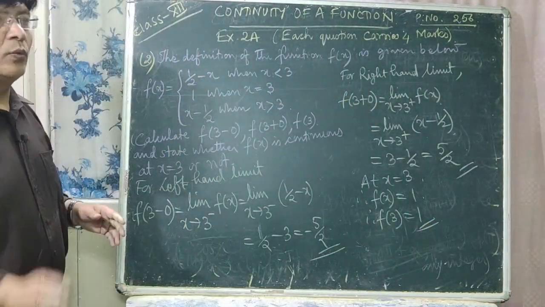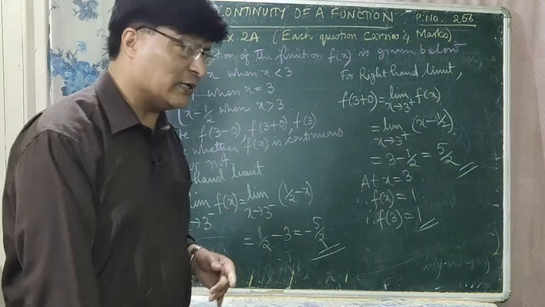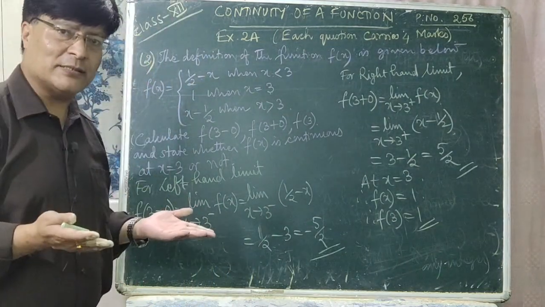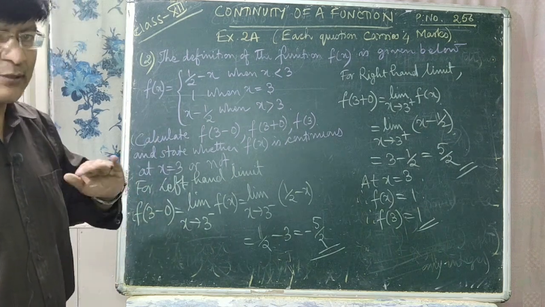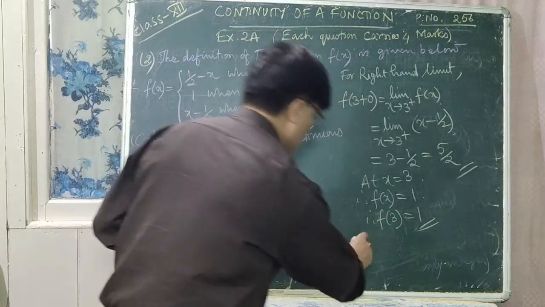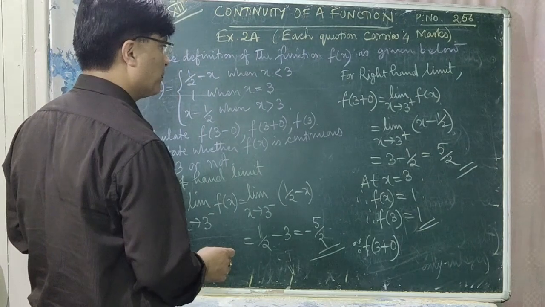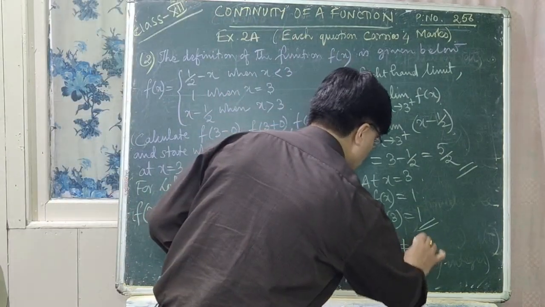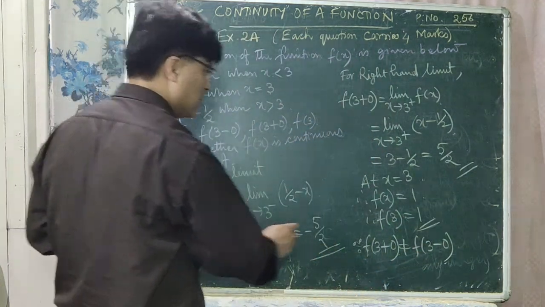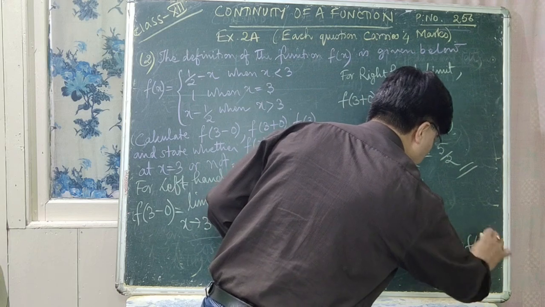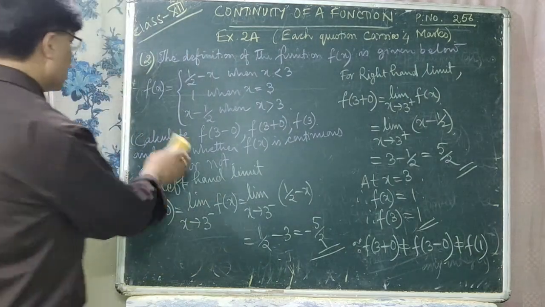Now check whether f of x is continuous at x equal to 3 or not. Since we have seen here that all these three are not equal, that means the function f of x is discontinuous at x equal to 3. That means it is not continuous. So here we should write, since f of 3 plus 0, the right hand limit, is not equal to f of 3 minus 0, the left hand limit, not equal to f of 3. All these three are not equal. That means the given function f of x is not continuous.